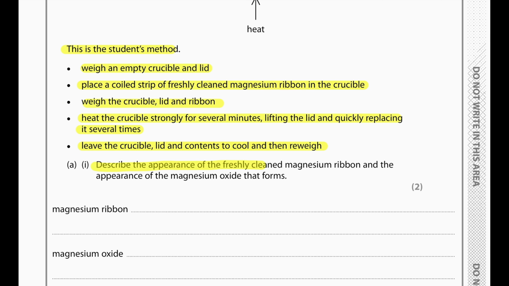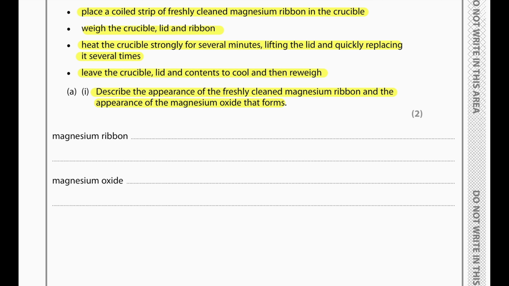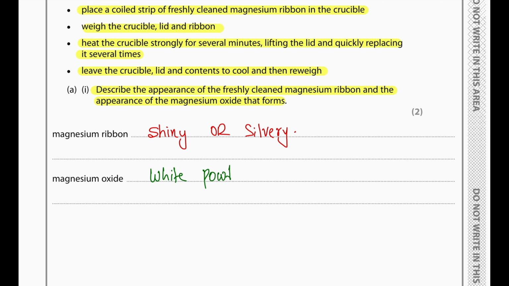Describe the appearance of the freshly cleaned magnesium ribbon and the appearance of the magnesium oxide that forms. So magnesium is a metal. Metals have a shiny color, so we will see a shiny silvery color. And for magnesium oxide, we know that it's a white powder.